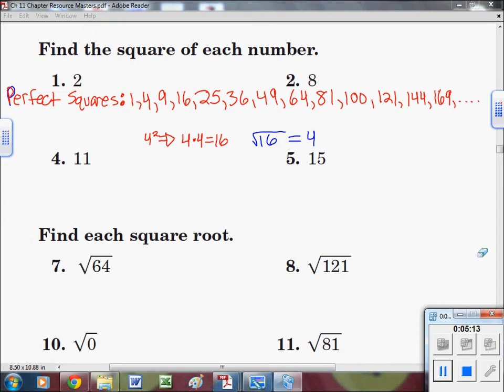Alright, so in these instructions, find the square of each number. Well, 2 squared. Find the square of 2? Well, that means 2 times 2, and 2 times 2 equals 4. So 2 squared equals 4. Or you could have said 1, 2 on that list of perfect squares. 8 squared, find the square of 8. Well, that means 8 times 8, and that equals 64. That's all you have to do for these questions. Now, 11 squared. That means 11 times 11. We said earlier that was 121.